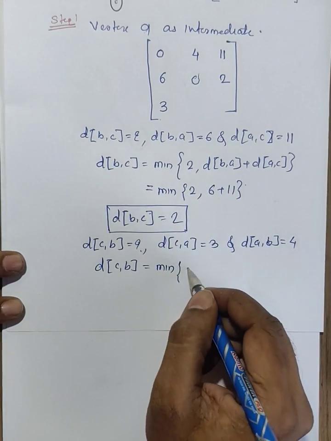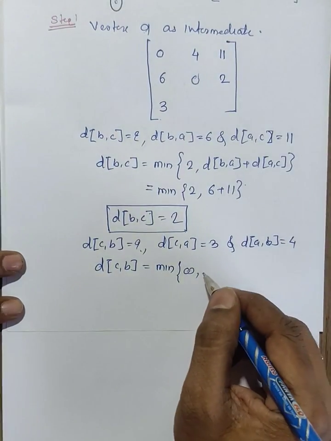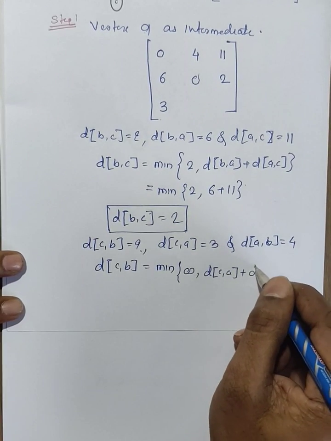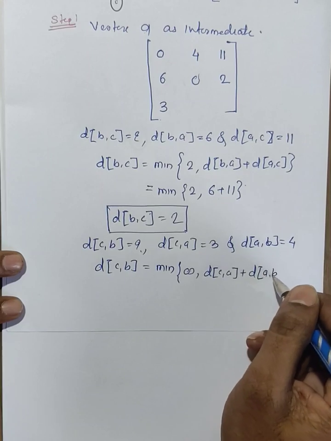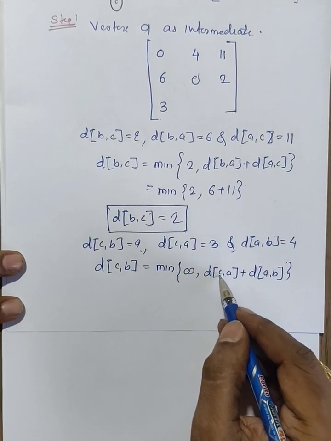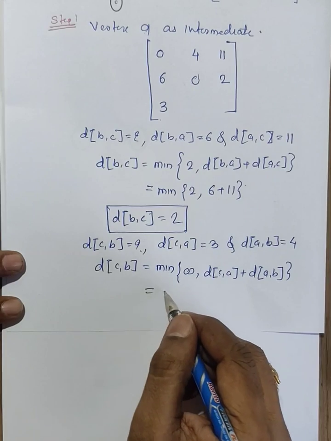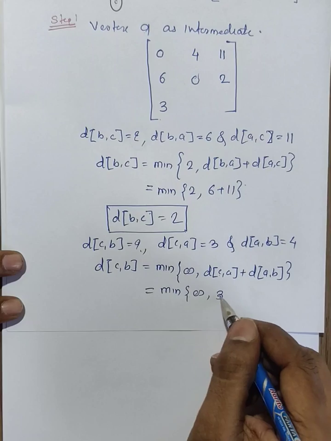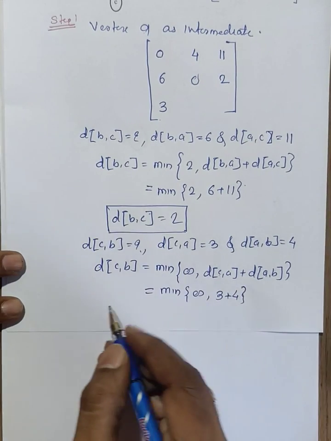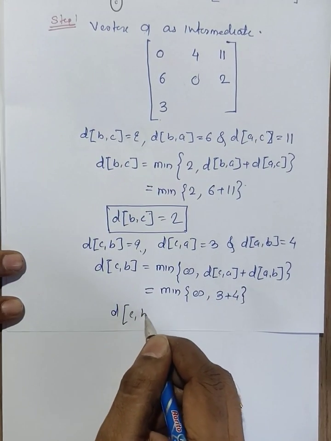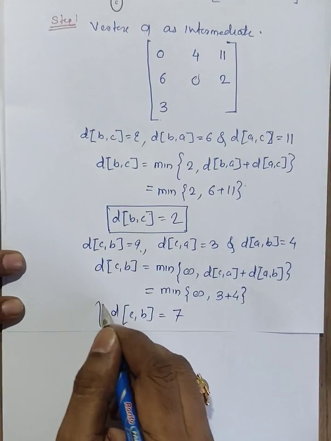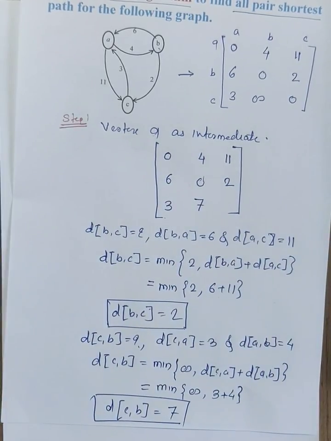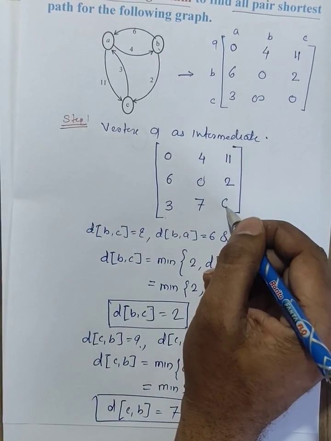Previous is infinity. Infinity, comma, distance of C to A plus distance of A to B. We have to find C to B. Here, infinity, and this distance is 3 plus 4. Means distance of C to B equals 7. Previous is infinity and this distance is 7, means we can change this value. Right? And C to C is 0.